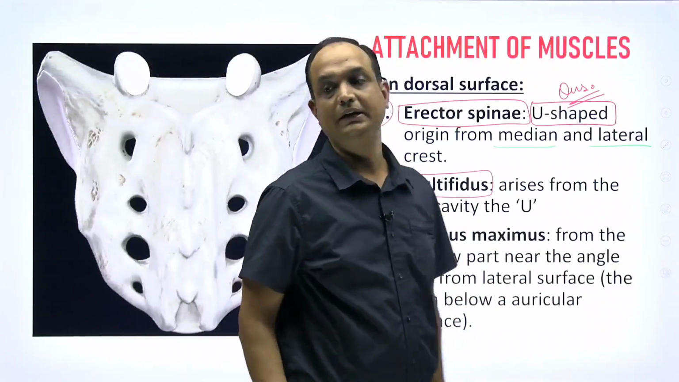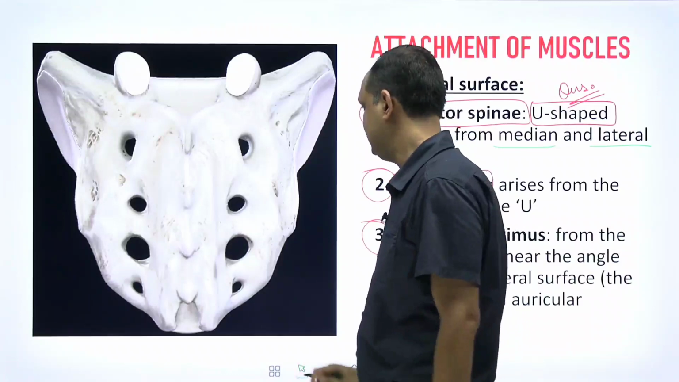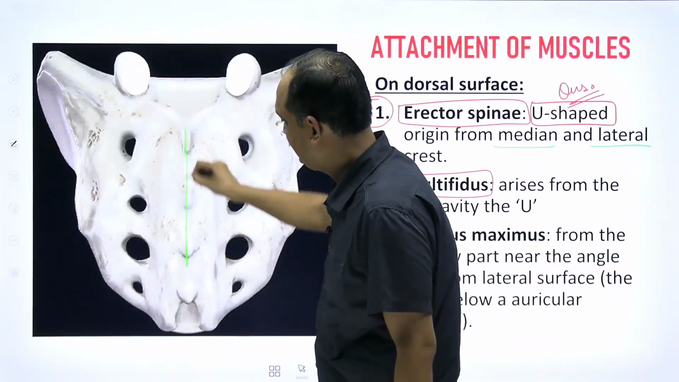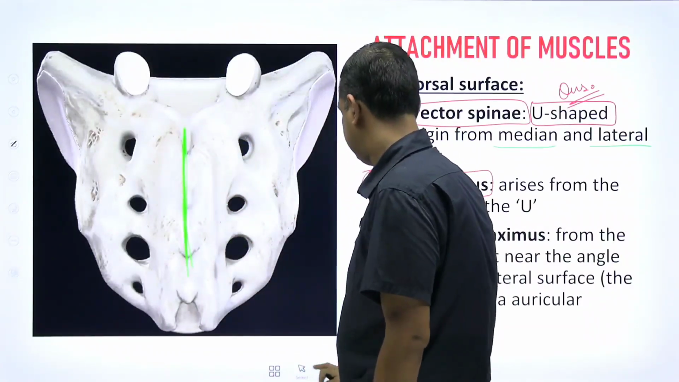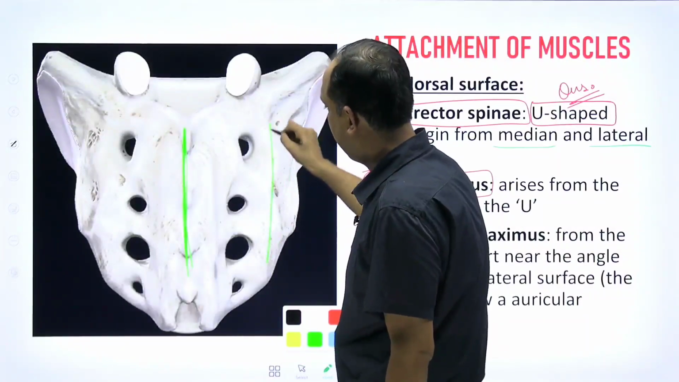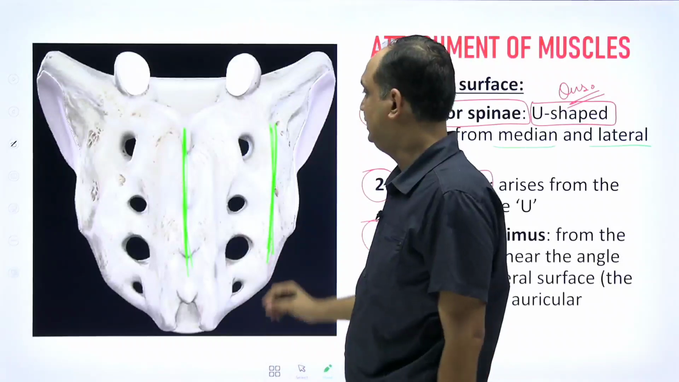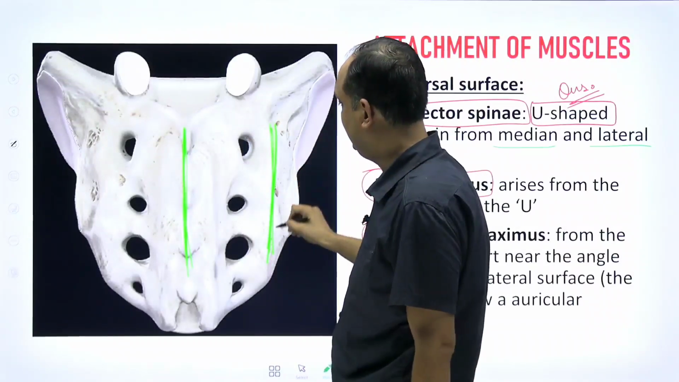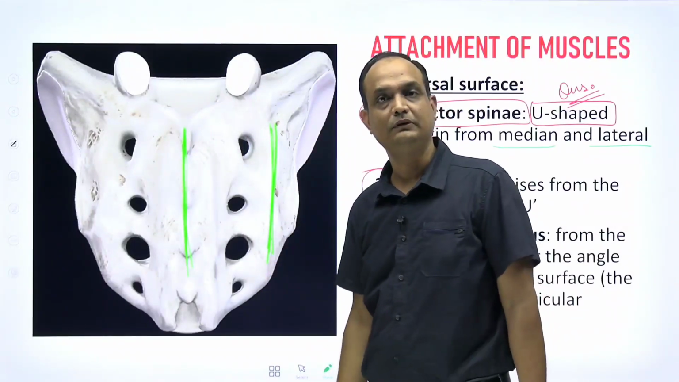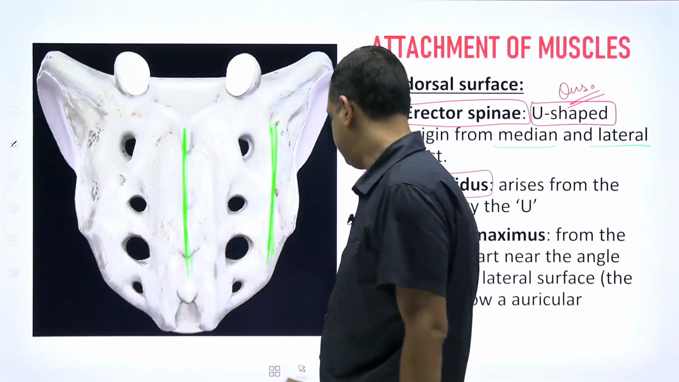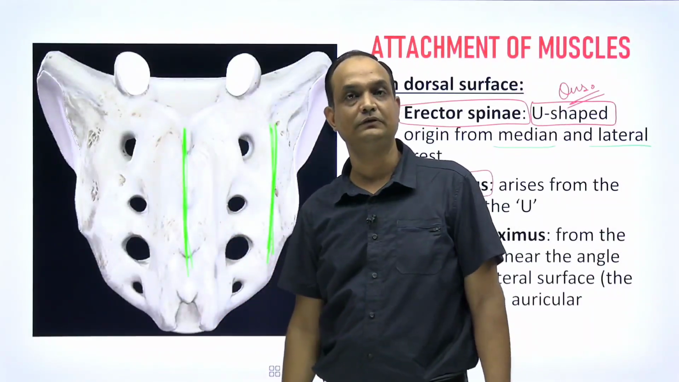So where is the median crest? Here you can see the median crest, and this is your lateral crest. We saw in the first part of the sacrum that the lateral crest is formed by the tubercles of the transverse processes, and the median crest is formed by the spinous process tubercles.